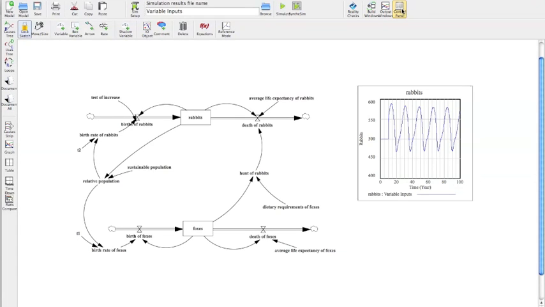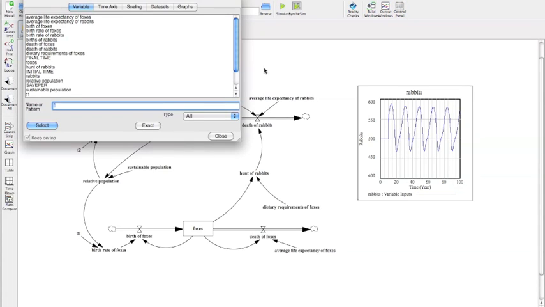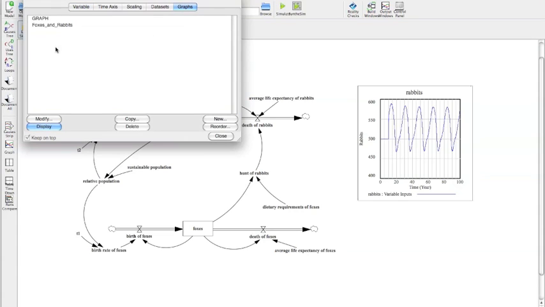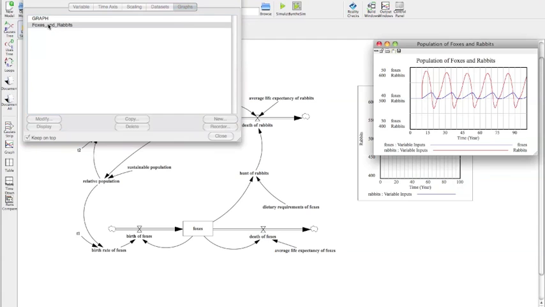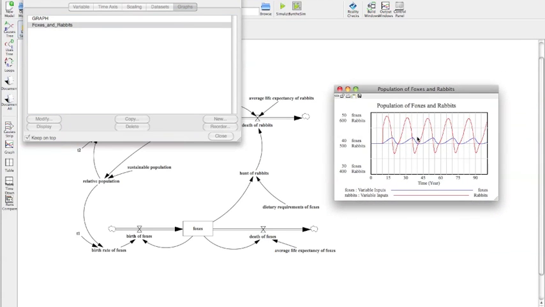But let me go to the Control Panel and just see how you can define graphs. You have all these variables here. I defined a graph that's called foxes and rabbits, and this is the same graph that was defined in the previous one, but I want to show you how it looks. If you click on it, it'll display it, and this is the one that shows the populations together. And you can actually edit all these things.